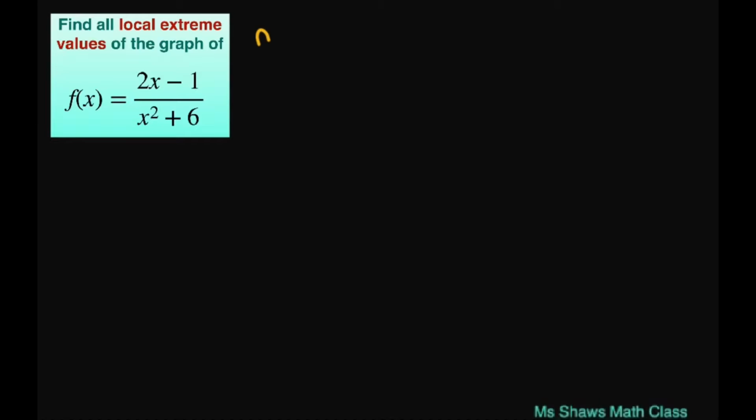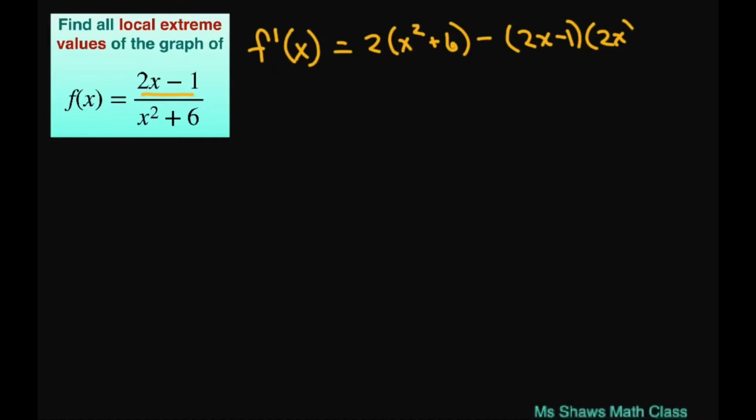So we're going to take the derivative of our f, so f prime of x. We're going to use the quotient rule. So we take the derivative of our numerator, which is 2, times your denominator, minus your numerator times the derivative of your denominator, which is 2x, all divided by your denominator squared. Just square that. Now we have to simplify the numerator.